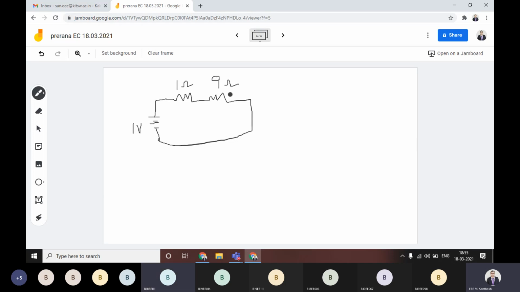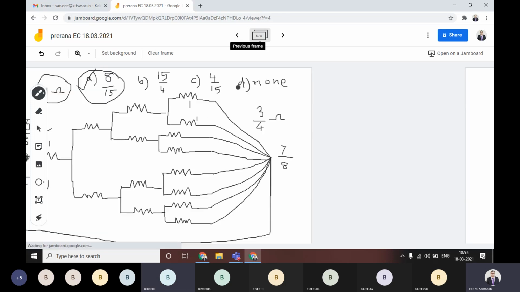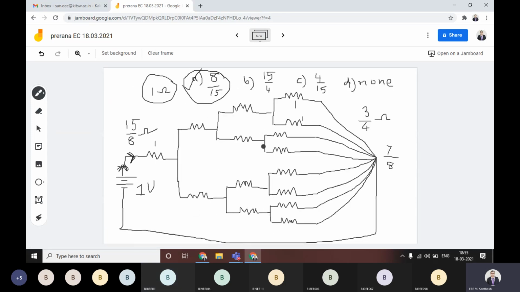For suppose I am giving... what is the current? You can't decide directly 1 ampere. It is based on the other resistance value also. This other resistance may be connected this way. This is the combination of 9 ohm for suppose. You can't decide here.